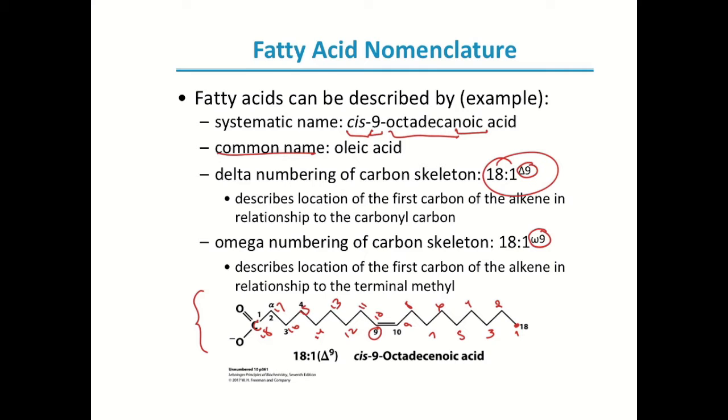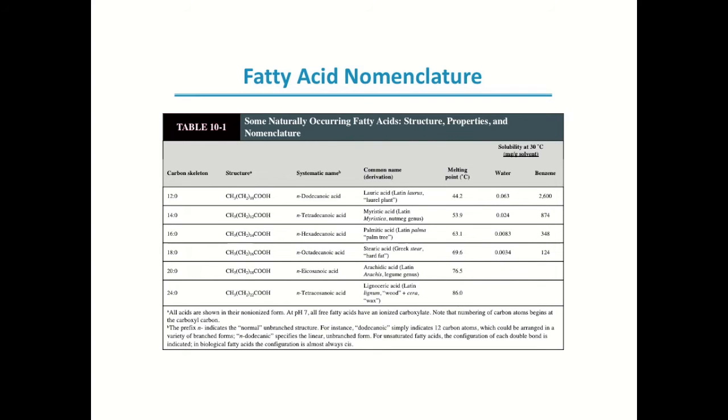So here is a table of some naturally occurring fatty acids, and it shows you their structure, the systematic name, the common name, and the carbon skeleton with the colon representation. So dodecanoic acid, that has 12 carbons and no double bonds. So the representation would be 12:0. Tetradecanoic acid has 14 carbons and no double bonds, so that would be 14:0.